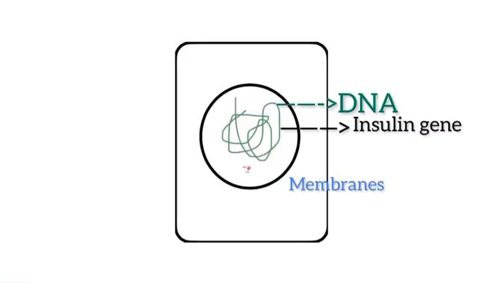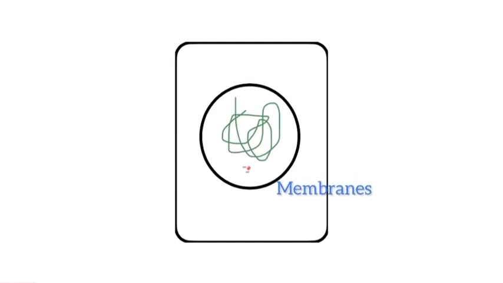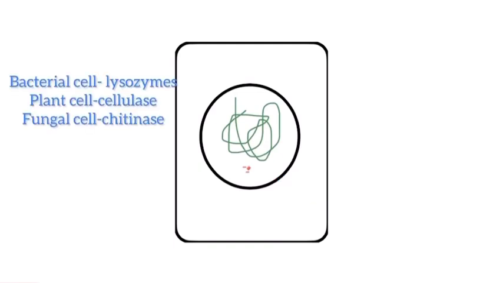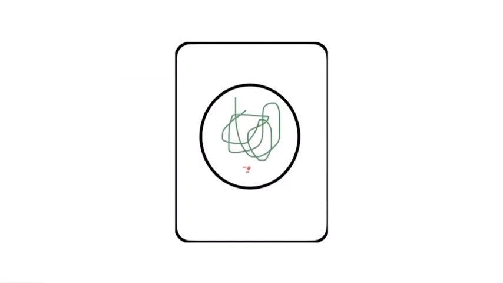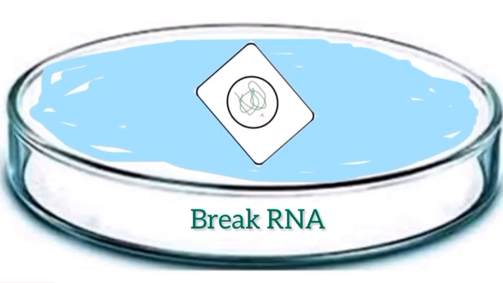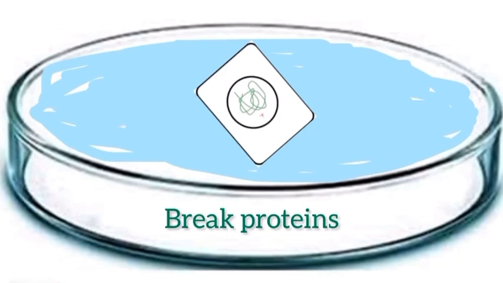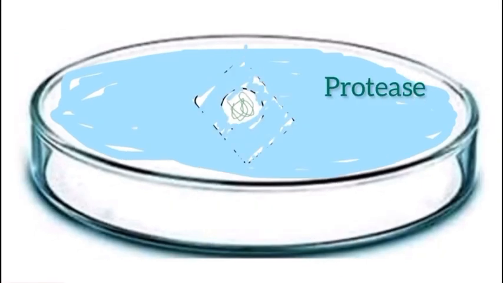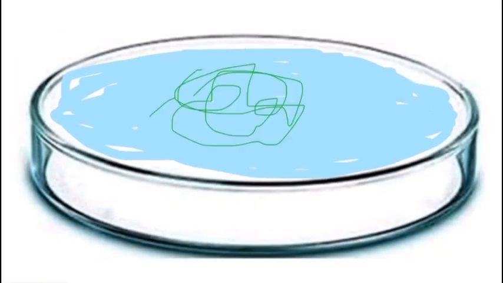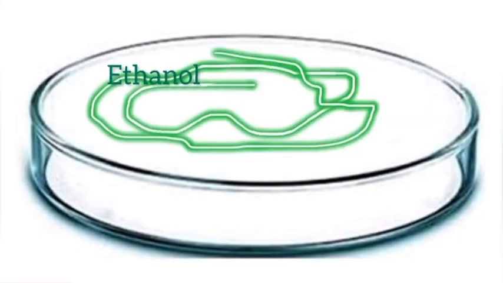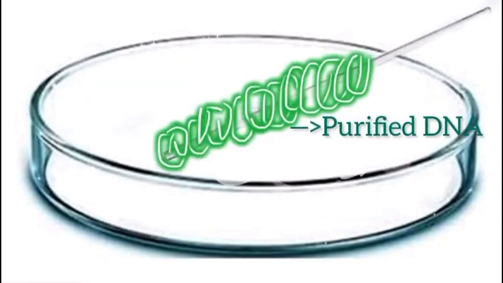Since the DNA is enclosed within the cell membranes, cells are treated with enzymes to break open the cell. The DNA is present along with macromolecules such as RNA, polysaccharides, proteins, and lipids. Here, RNA can be removed by treatment with ribonuclease, whereas proteins can be removed by treatment with protease. Other macromolecules are removable with other enzymes or treatments. Ultimately, the addition of ethanol causes the DNA to precipitate out as fine threads. This is then spooled out to give purified DNA.